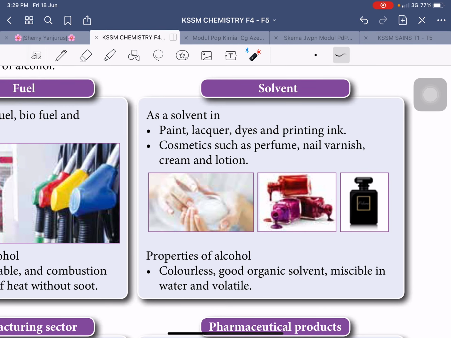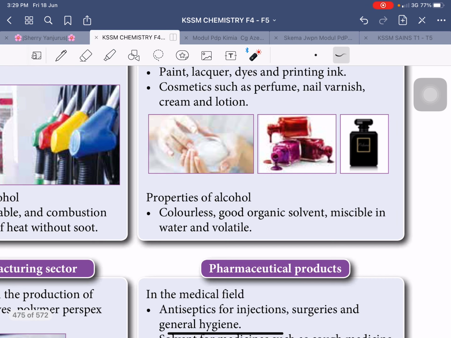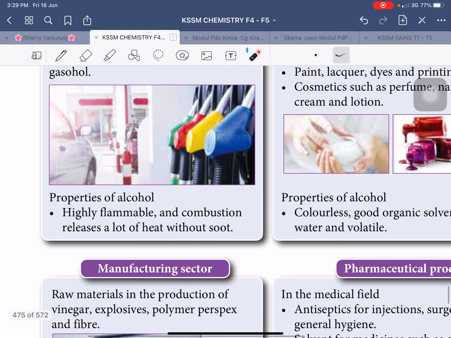So, where is it used as pelarut? In paint, cat, lacquer, dyes, printing ink. Ini cat kuku lah. Cosmetics such as perfume, nail varnish, cream and lotion. Semua ada alkohol. Susah lah mau cari yang tiada alkohol lah. So, properties of alcohol: colorless, good organic solvent, miscible in water and volatile. Miscible maksudnya boleh campur dalam air.